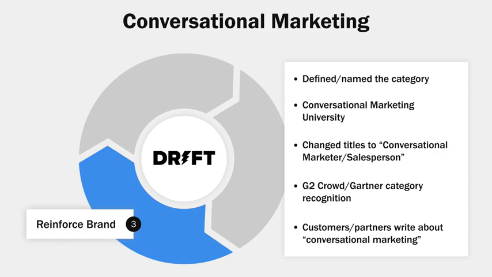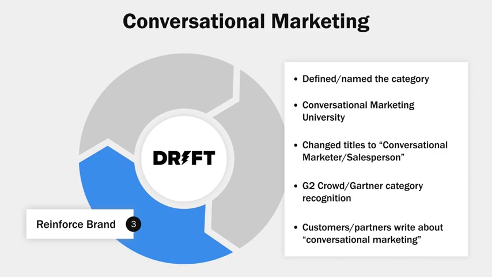They've also changed the titles of their marketers and salespeople to be conversational marketers, conversational salespeople, and you've seen others in the industry follow suit. They've also gotten G2 Crowd and Gartner to recognize conversational marketing as a new category of software, as well as getting customers and partners to write about the topic of conversational marketing. So here you can see customers, the company, and partners all take actions to reinforce the brand around that primary emotional constraint.